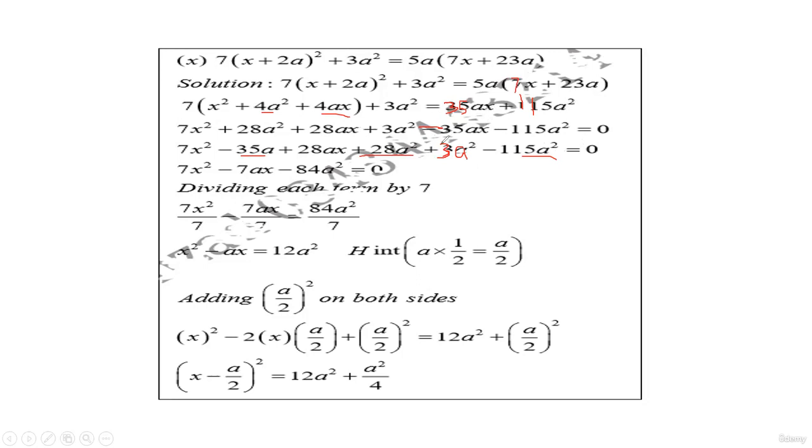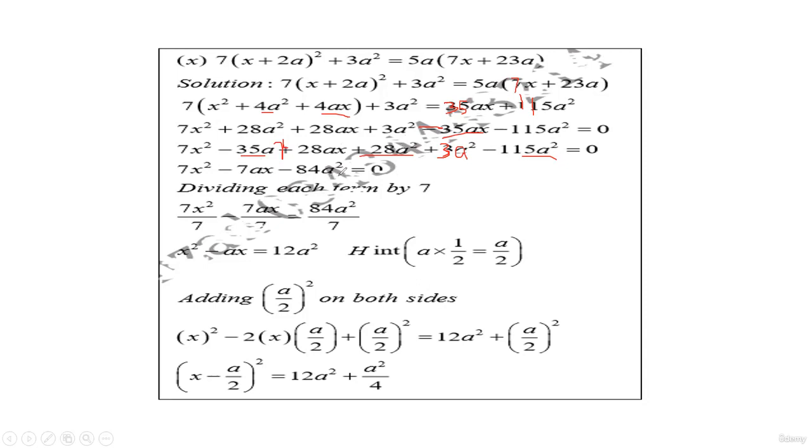Now this is your 35ax and the ax term, sorry, it is not written there. 35ax and 28ax, now subtracting, you will get minus 7ax. And the a square terms give you 3a square, 11a square and 28a square. Adding it will become 31a square.